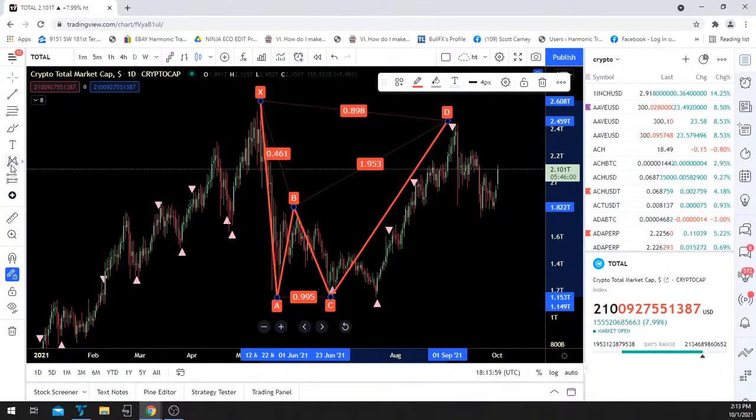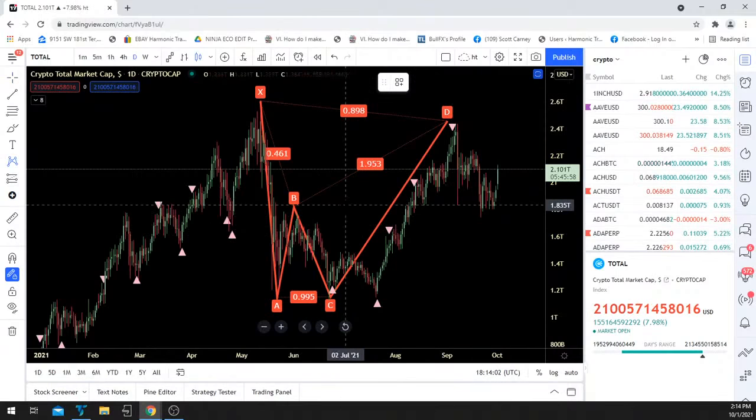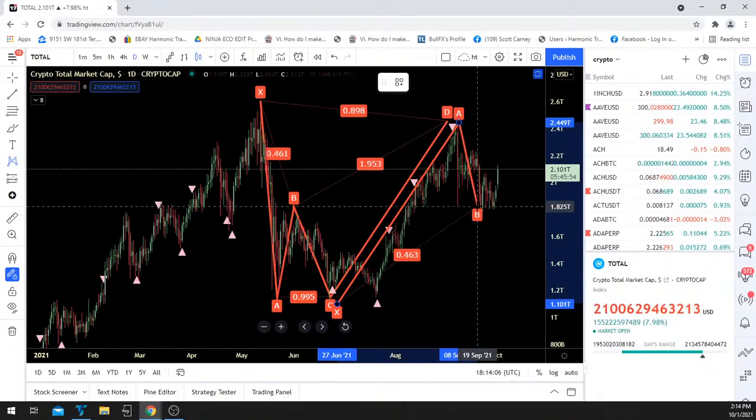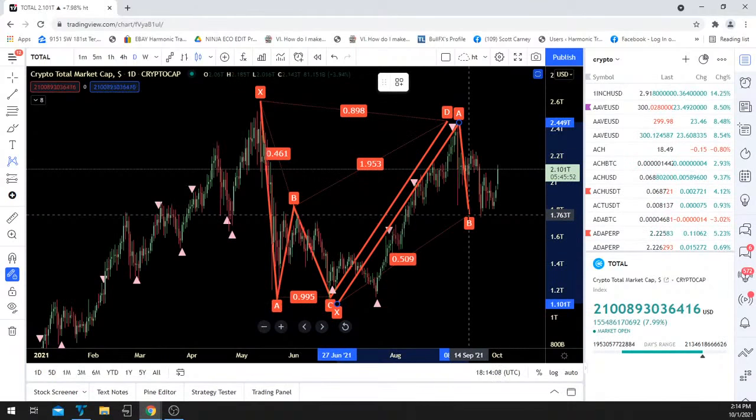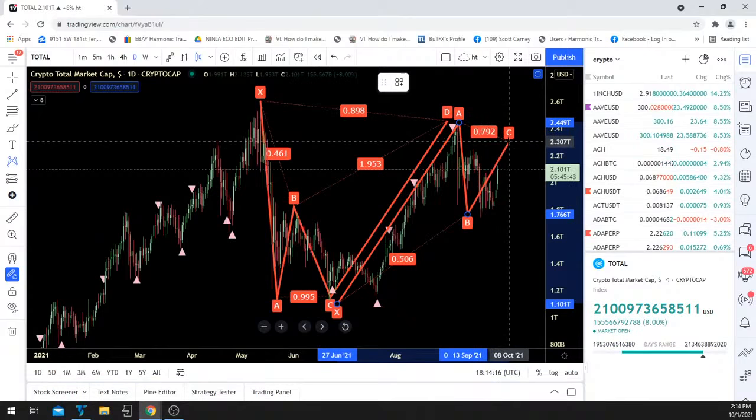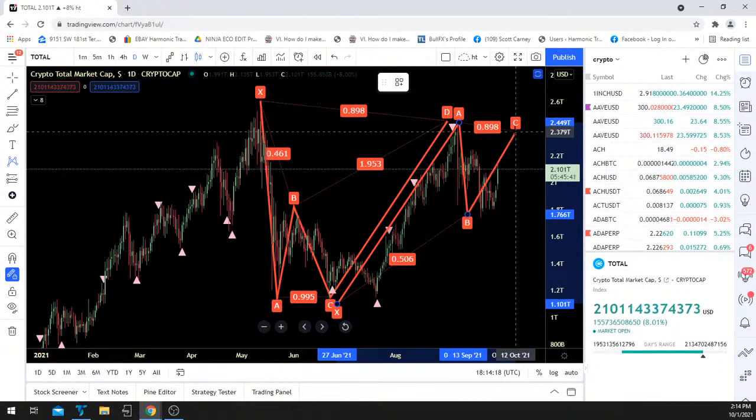And much like Bitcoin, this gave you a 5.0. So the 5.0 structure went up like that. You come back down and look how close that was. Time and time again, folks, the 5.0 will have that initial reaction up to the 886.